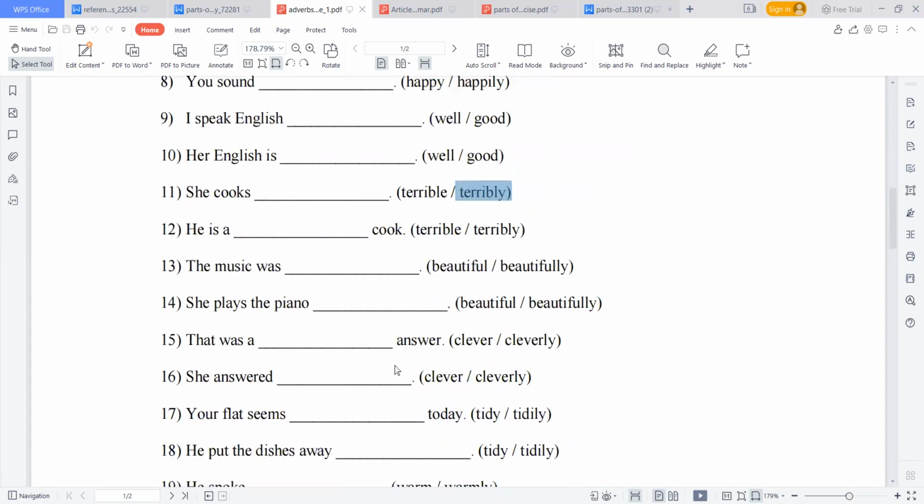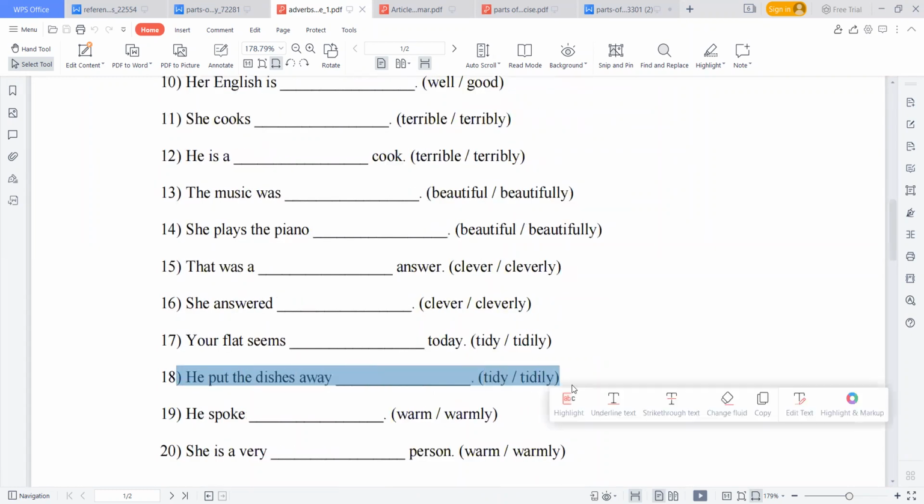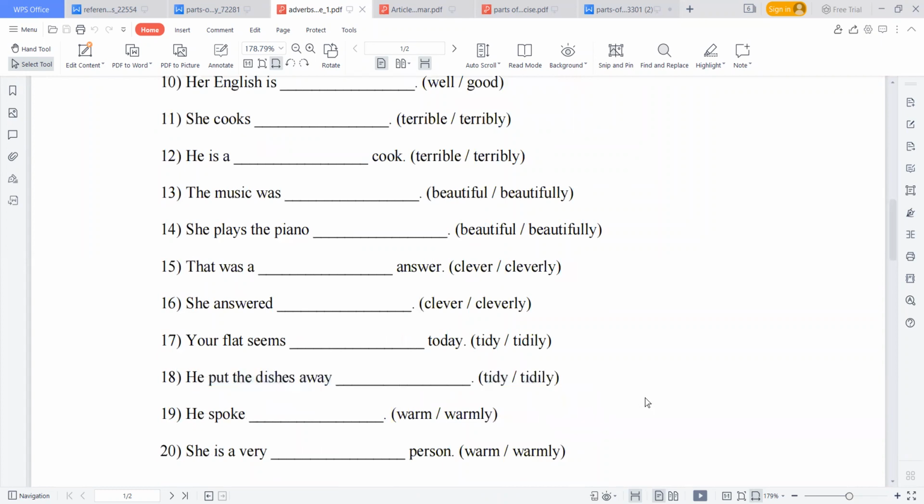Okay. "He puts the dishes away dash." Adjective or adverb? Adverb. Put is a verb, and how did he put the dishes away? Tidily, very tidily, cleanly. Yes.